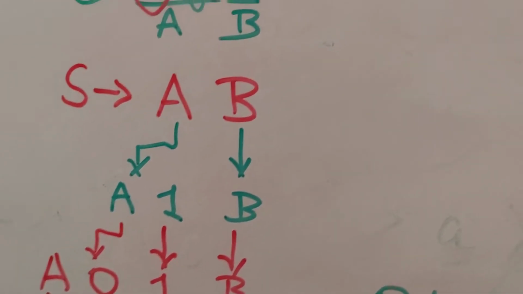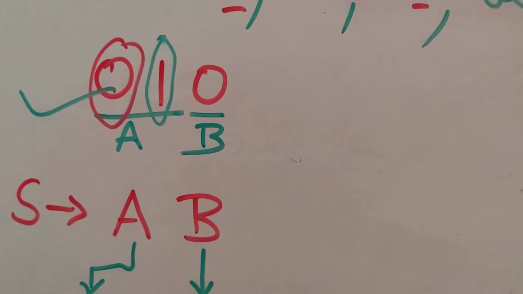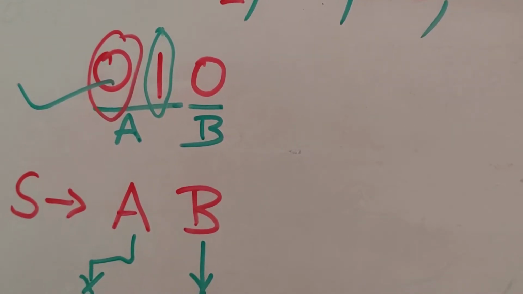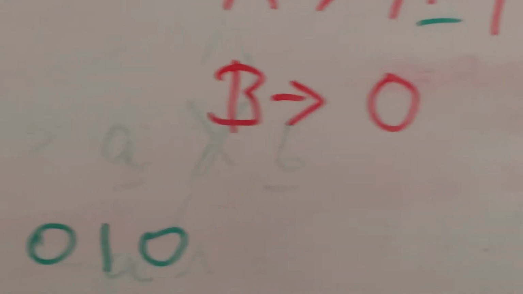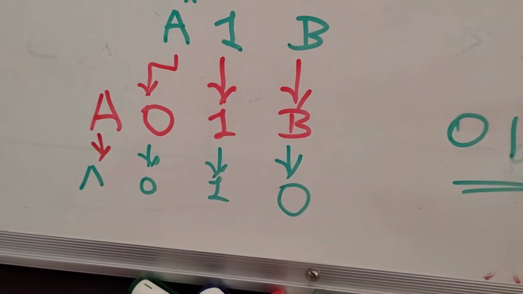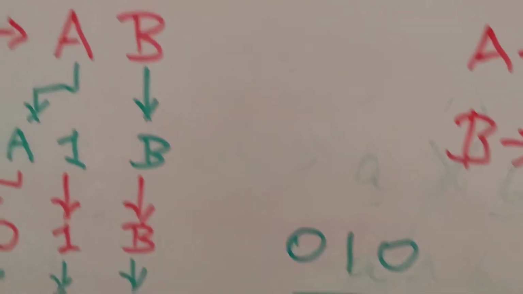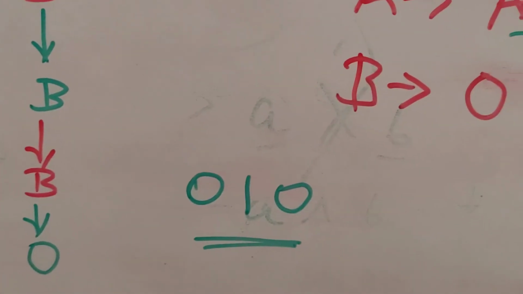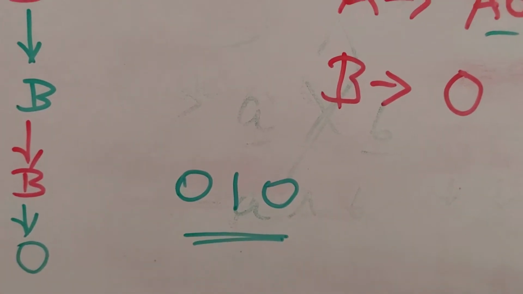Now at the end the term of B will come. So from B we want to derive 0. So from B 0 is there. So from B we will write 0. So at the end we are getting null 0 1 0. That means 0 1 0. So that was our string we wanted to get, and now at the end we got it.